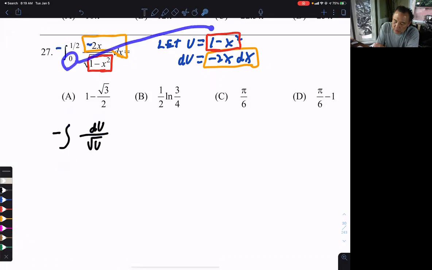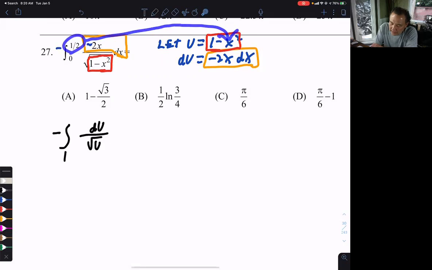When x is 0, you plug it in here, and you get 1 minus 0 is 1, so the bottom limit will be 1. And when x is 1/2, I plug it in there, I get 1 minus 1/4, which is 3/4, so I plug in 3/4 on top.